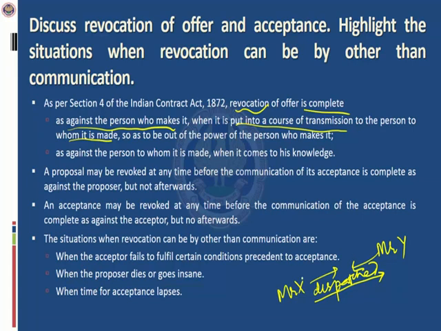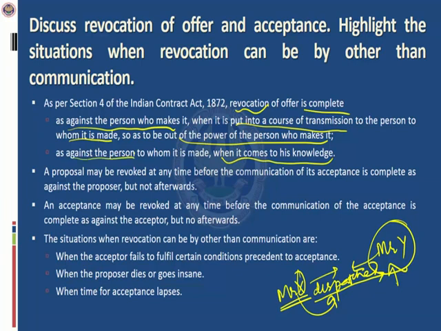So, Mr. X, who wanted to revoke the offer, has dispatched his revocation to Mr. Y. So, it is out of his power, and therefore, this revocation is complete for Mr. X. Now, as against the person to whom this is made, that is in the instant case Mr. Y, when Mr. Y receives this dispatched letter with respect to revocation, that is when it comes to his knowledge, then it is complete against Mr. Y.